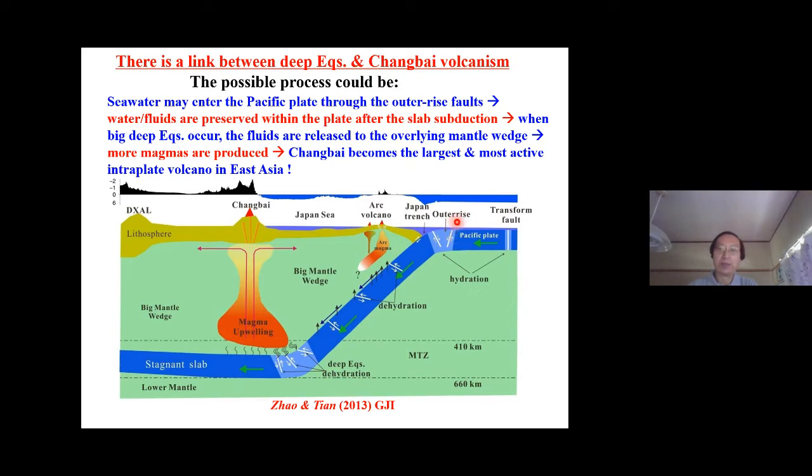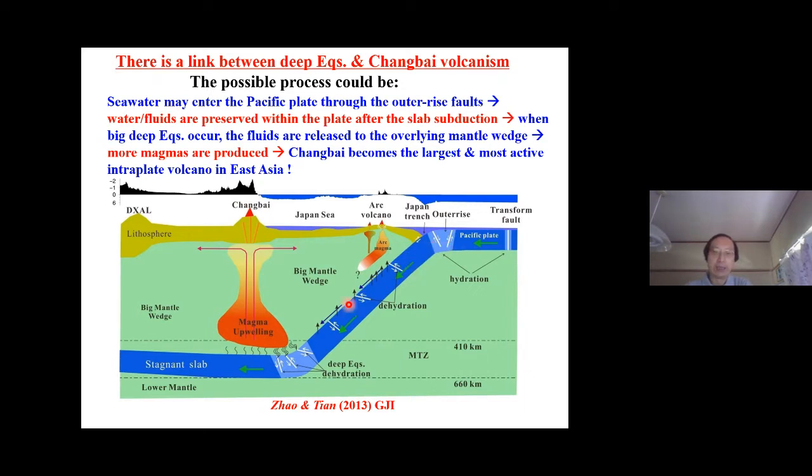Some of the earthquakes could be quite big, more than 7.5 or even magnitude 8. So the faults could be quite large. The normal faults could extend down to tens of kilometers into the Pacific plate. So seawater may enter into quite deep parts of the Pacific plate. After subduction, these fluids, this seawater, could be preserved within the subducting slab.